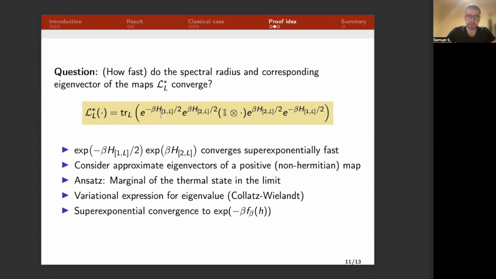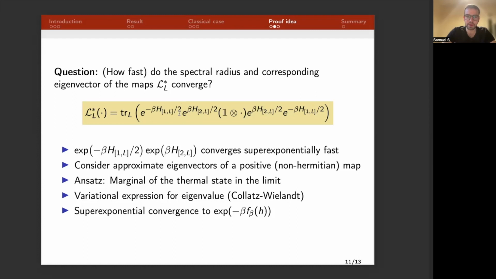What we now want to do is use these convergence results and prove something about the eigenvalues and eigenvectors of this linear map. And we do this by considering an ansatz for an approximate eigenvector of this map. It should be mentioned that it's not straightforward to use standard perturbation theory, firstly because this map changes dimension with the parameter L, and also because it's non-Hermitian, which is what most perturbation bounds for eigenvalues work for.